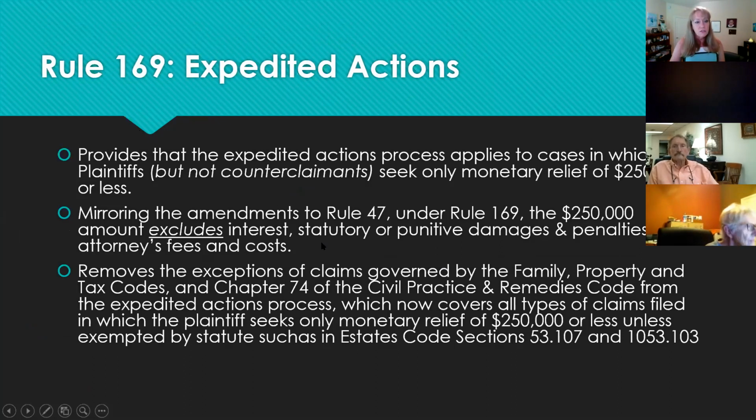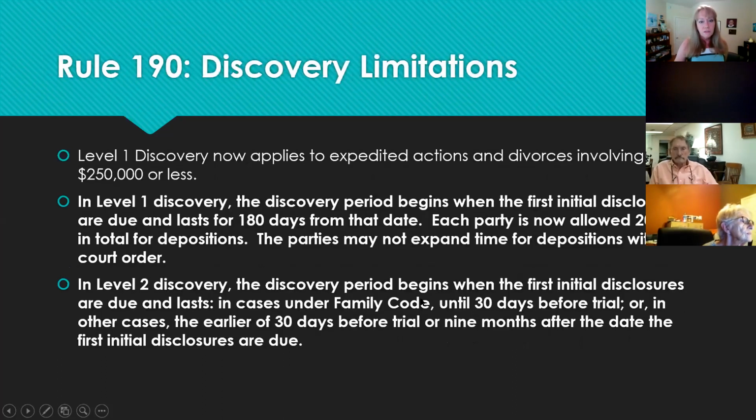Expedited actions, we talked about this earlier when we talked about the limits being raised from $100,000 to $250,000 for jurisdiction, for permission of expedited actions, and for permission of the lower level 1 discovery. And again, under the expedited actions rules, if you're going to claim that your claim is under $250,000, you do not include interest, statutory punitive damages, and the like in that claim. But if you're claiming over $250,000, you may include those items in your claim.